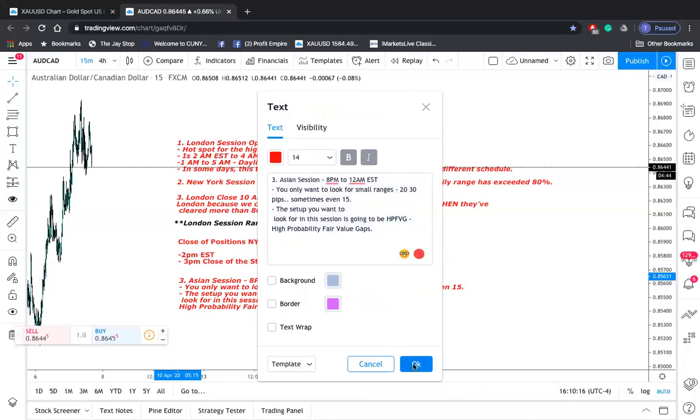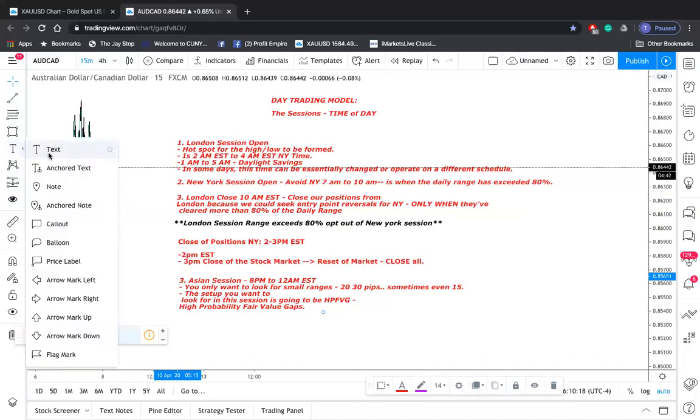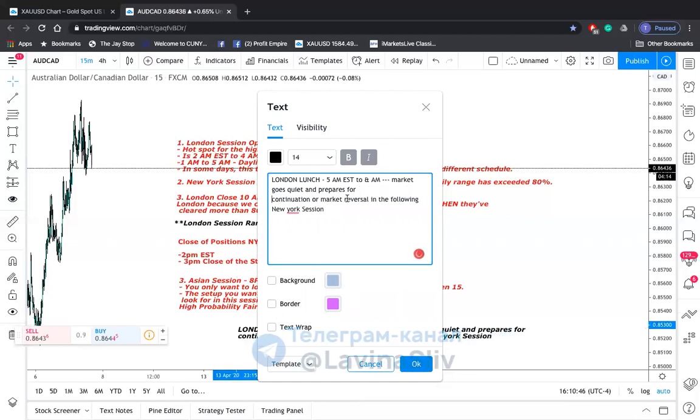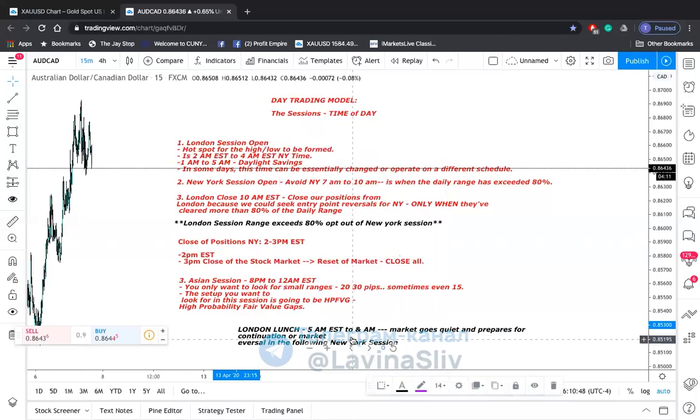Right, and on top of that, going back to the London session, there's something called the London lunch. That's 5 a.m. Eastern to 7 a.m. and where the market goes quiet and prepares for continuation or market reversals in the following New York session. Right, so I just want to keep you guys all aware of that.